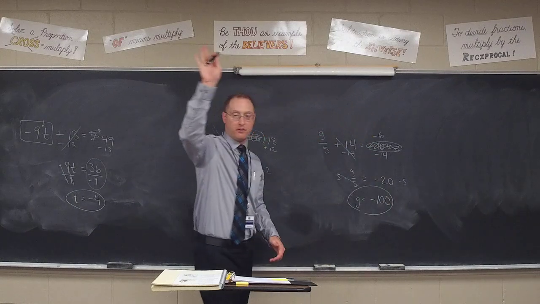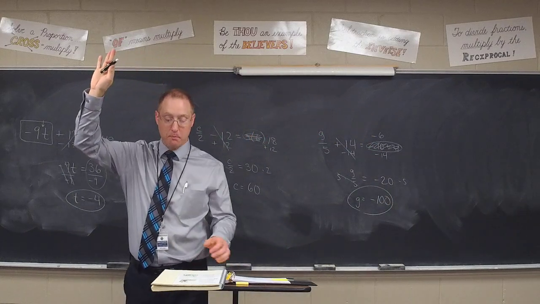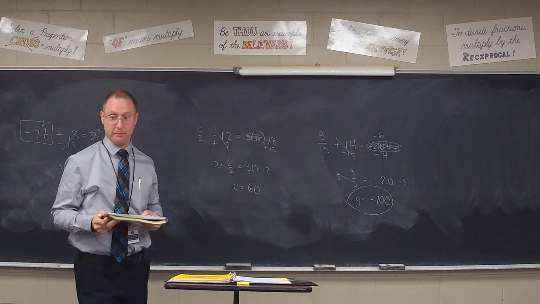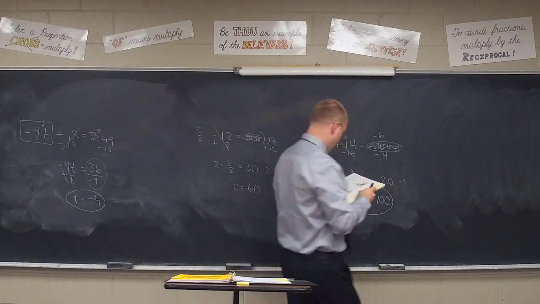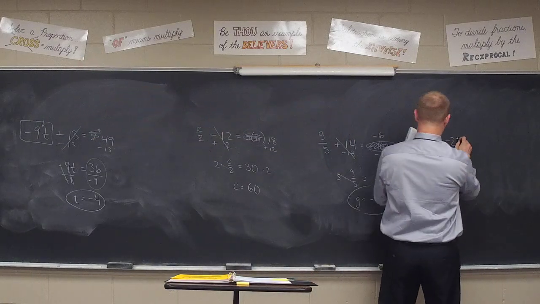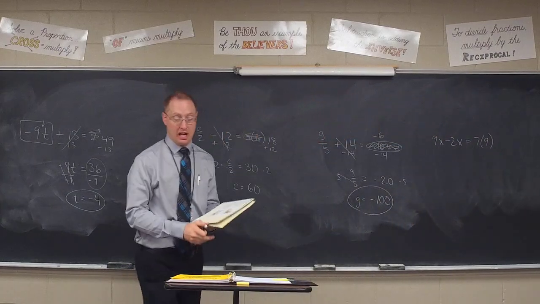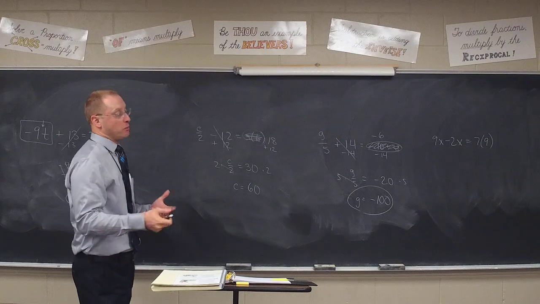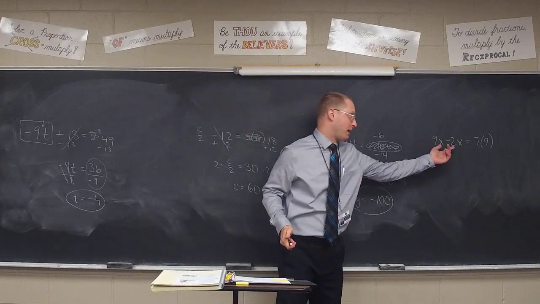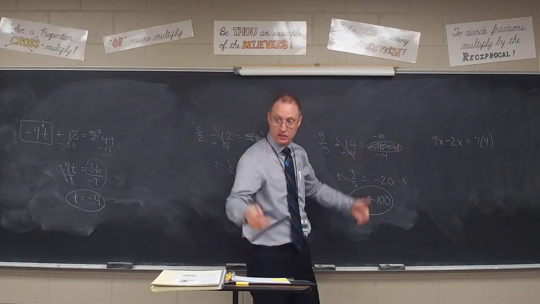How many have G equals negative 100? They're on number 7. Good. Any questions on 7? Number 8. Let's see. We got a 9x negative 2x equals 7 times 9. Here we have to actually simplify both sides, Ben. On the left-hand side, what do I get when I simplify a 9x minus 2x?